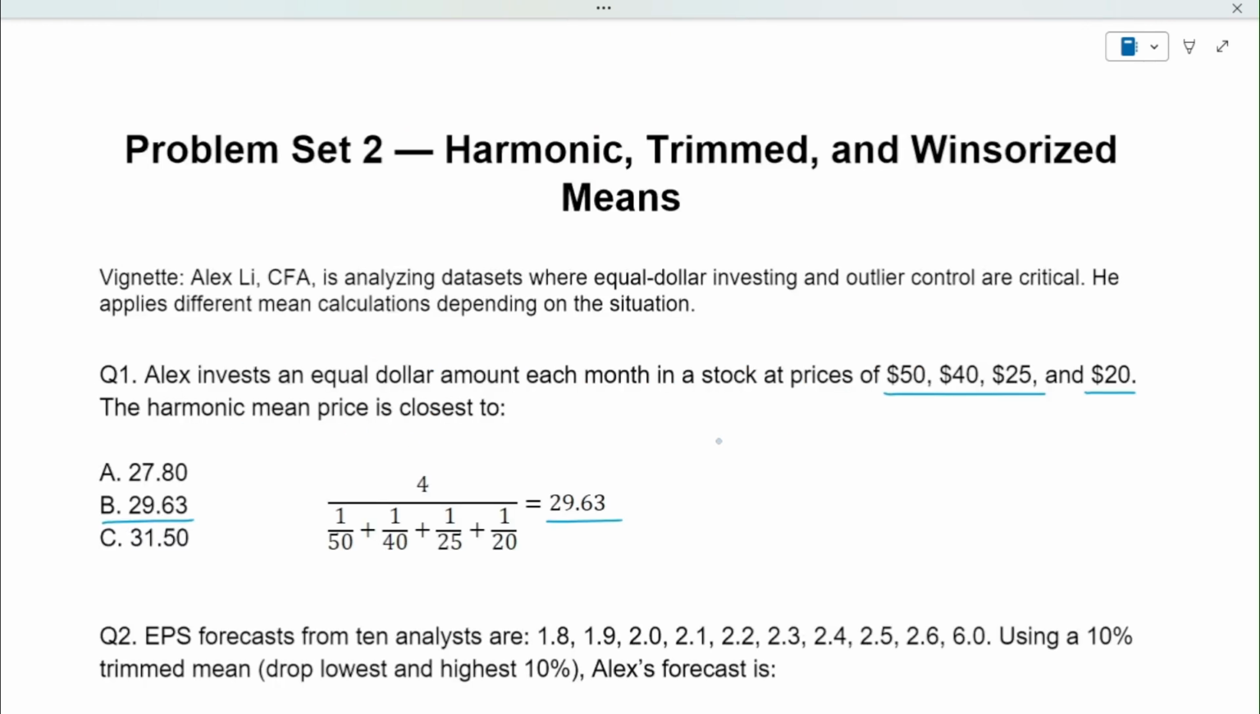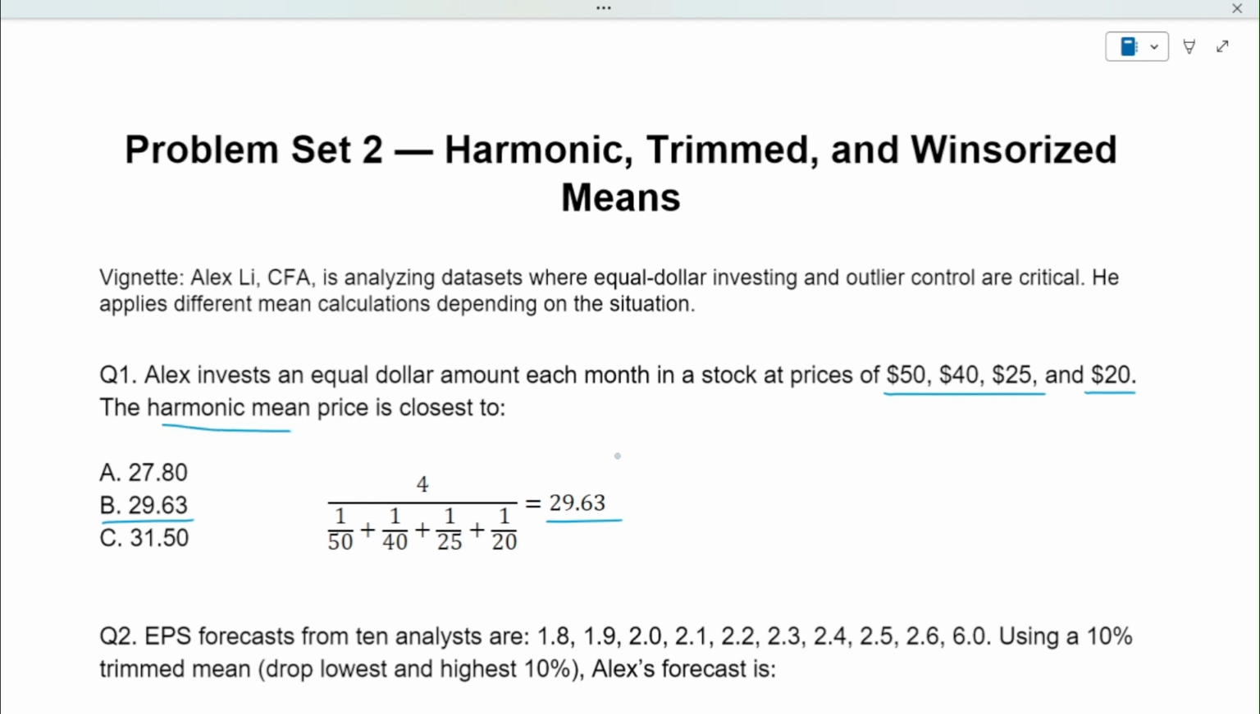Let's continue with problem set 2. It is about harmonic, trimmed, and winsorized means. Alex Lee CFA is analyzing datasets where equal dollar investing and outlier control are critical. He applies different mean calculations depending on the situation. The first question is, Alex invests an equal dollar amount each month in stock at prices of $50, $40, $25, and $20. The harmonic mean price is closest to.